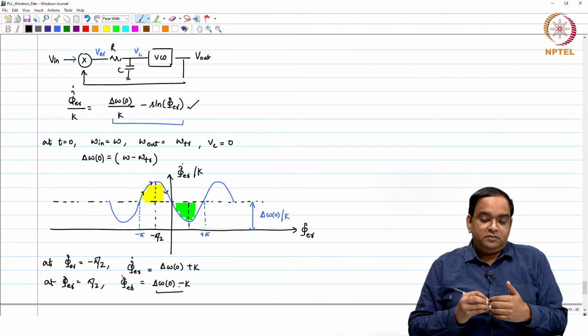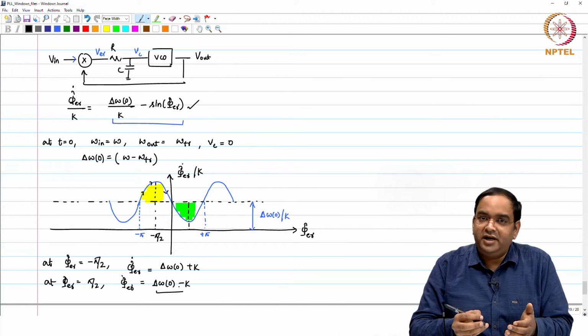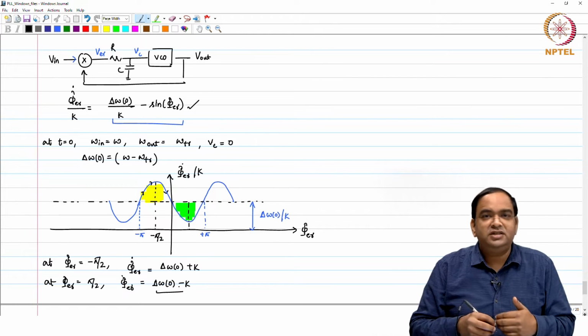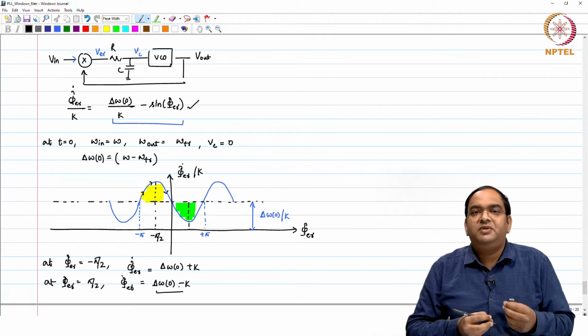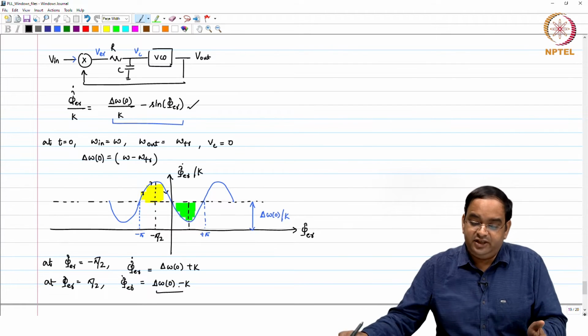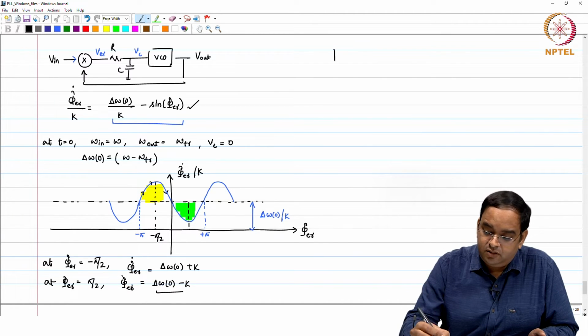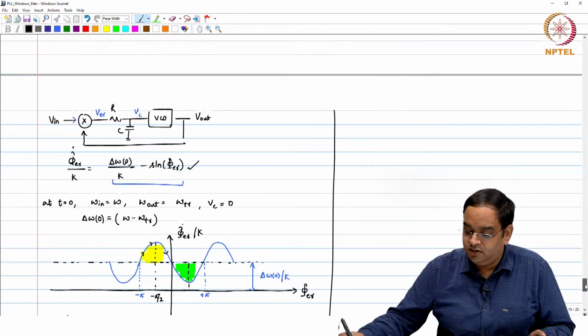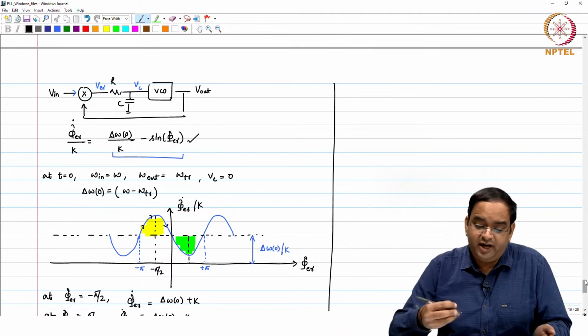So, the PLL is still running, it is not locked. The only thing is sometimes the phase error changes slowly and sometimes the phase error changes fast. Okay, how does it matter? Let us see that. We will try to understand what happens here.